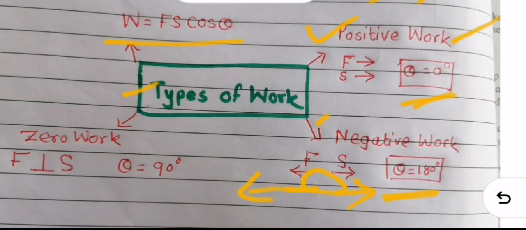Now what is zero work? Last point, zero work means in this case the force and displacement are perpendicular to each other. So how do we define zero work? If force and displacement are perpendicular to each other means theta is 90 degree, then we can say that work done is zero.